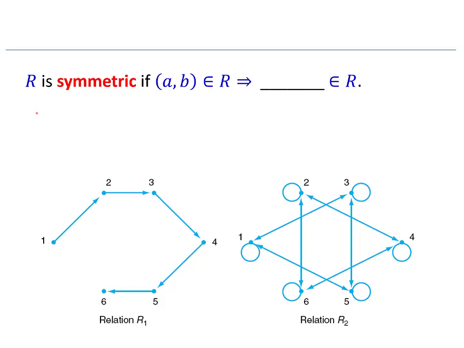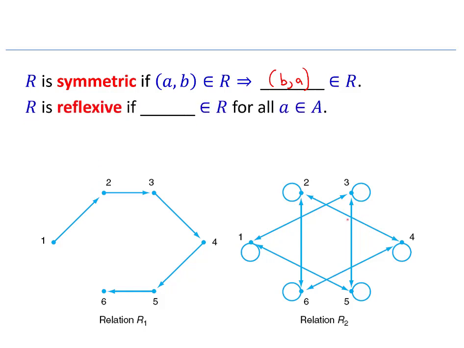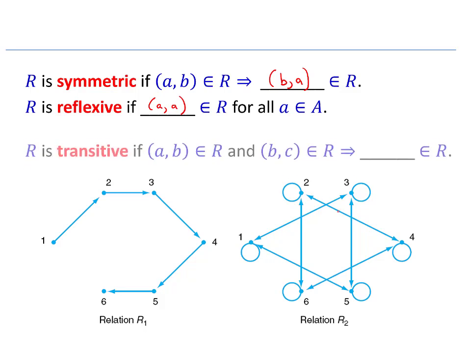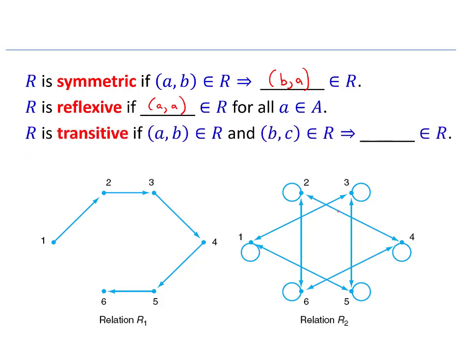A relation R is symmetric if, whenever AB is in R, then BA is in R as well. This is seen by having arrows that point in both directions. R is reflexive if AA is in the relation for all little a in the set A. And R is transitive if, when AB is in R and BC is in R, we must have AC in R as well.